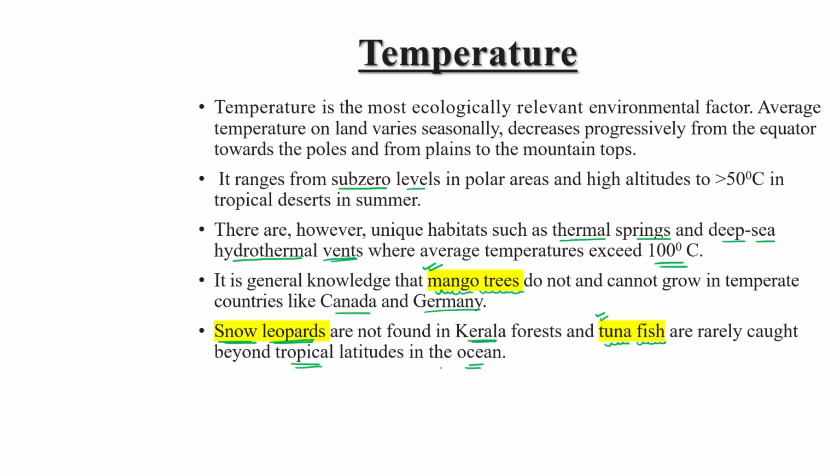Okay, so we can find this particular fish only in the tropical sea or ocean area near the tropical altitude. So with these three examples, we can now understand that for the growth of some kinds of organisms, they require a specific temperature for their survival, for their reproduction, and for their growth.